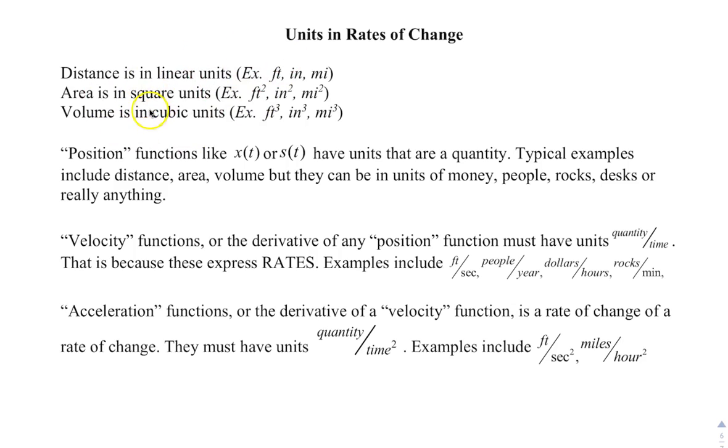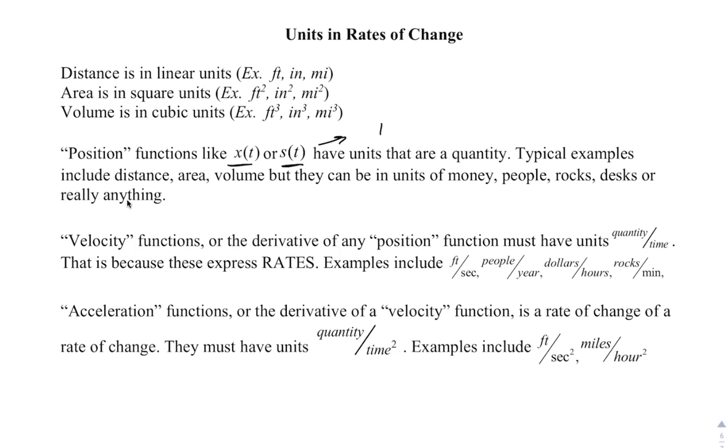Right? Some basics. Position functions, like x of t. The book and AP like to mix these up. Sometimes they'll use x of t, sometimes s of t for position. You just gotta get used to it. These are quantities. Typical examples include distance, area, volume, but they could be in units of money, people, rocks, desks, or really anything.